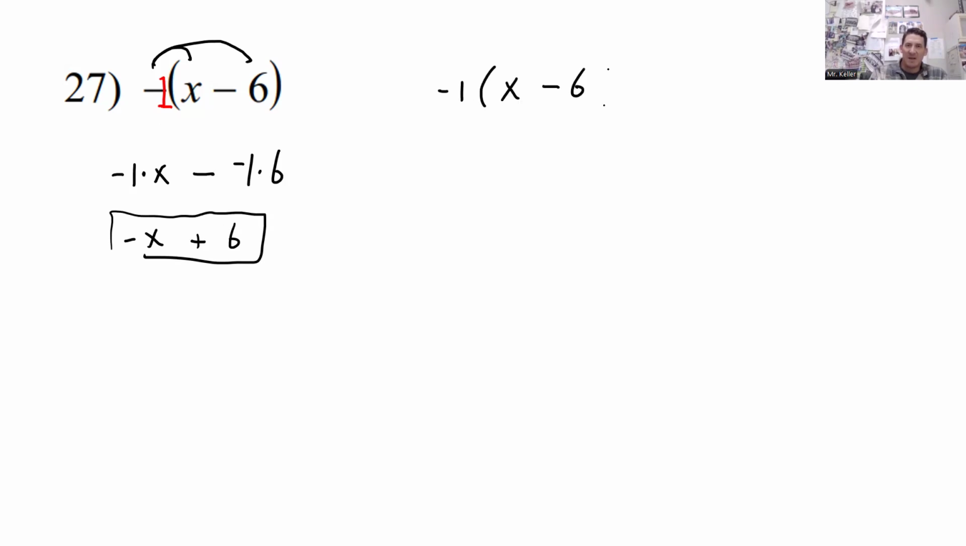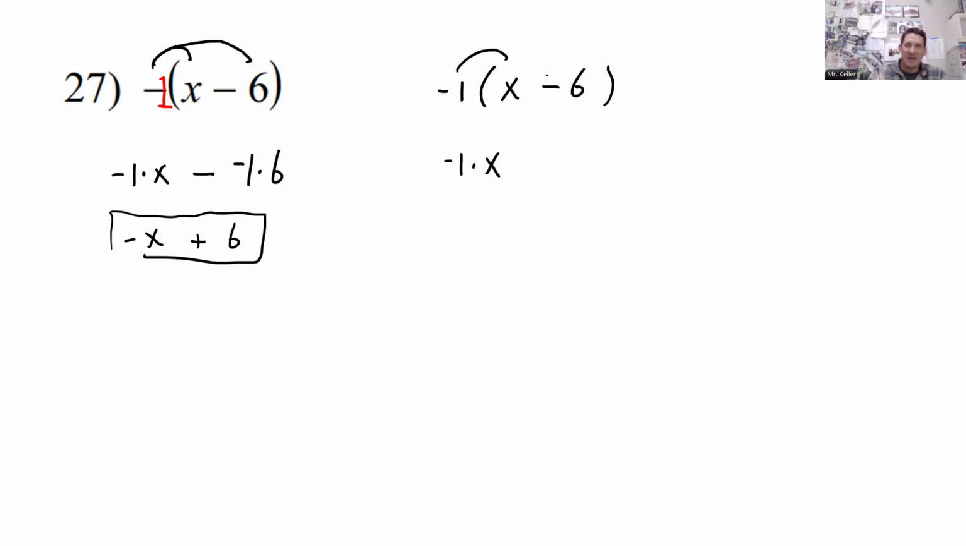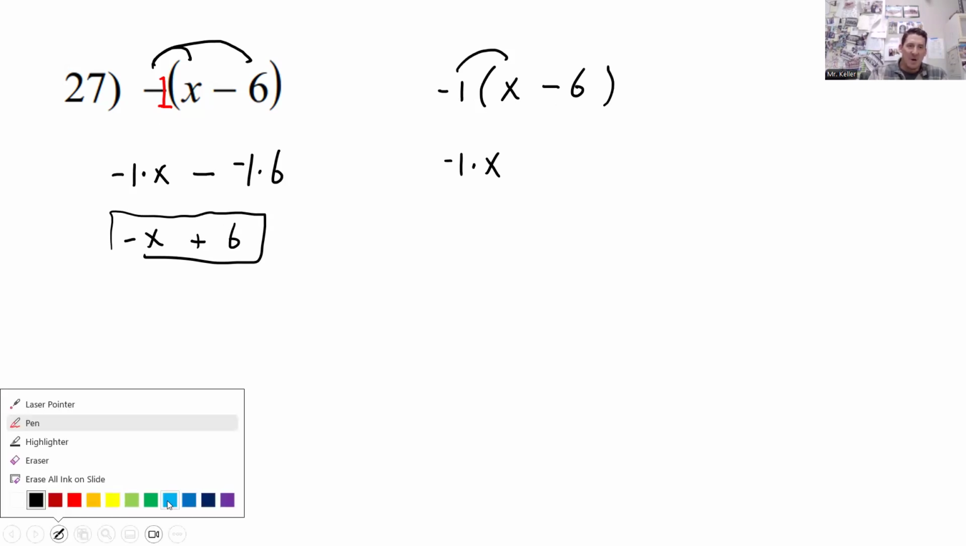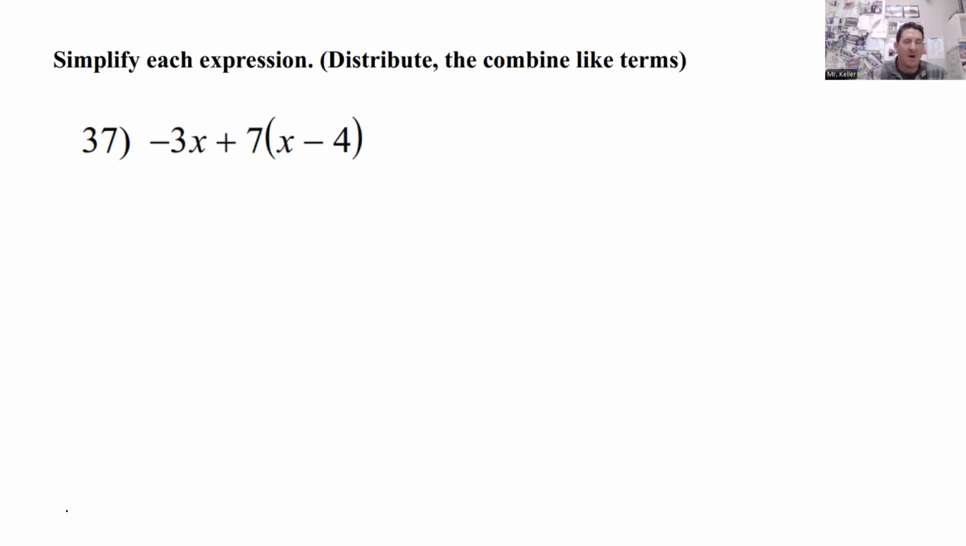Maybe an easier way to think about this one when we are distributing negative 1 times x, and then we are multiplying. Treat this as a negative 6 when we multiply. So negative 1 times negative 6. So negative 1 times x is negative x. Negative 1 times negative 6 is positive 6. So we're going to do plus 6. So either way to think about it.